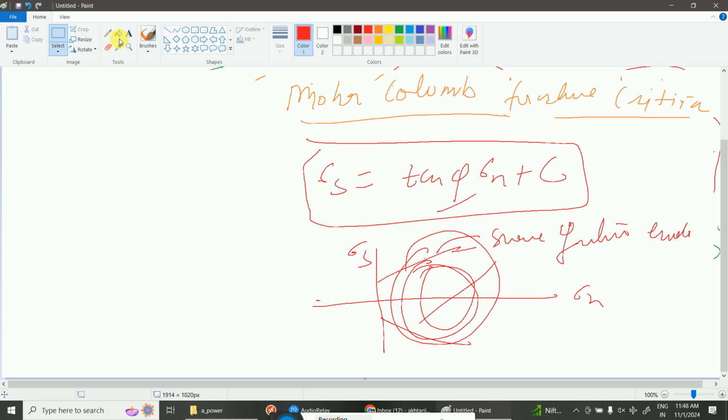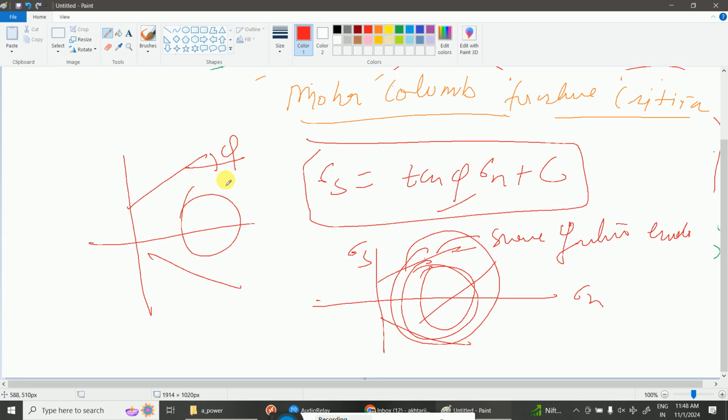Okay, what is the phi? Then we will see here when you draw this shear stress envelope, and this is your phi. Okay, and what is the c? C is where this cuts here, this is the c, and tan psi is this one, psi is this, and sigma n is this, and sigma is this.